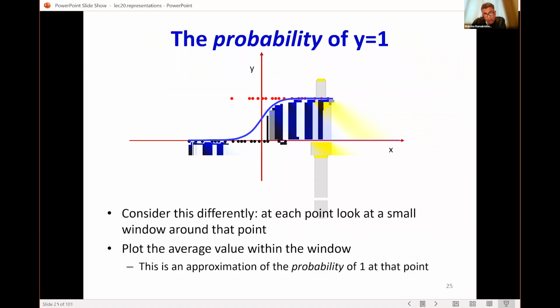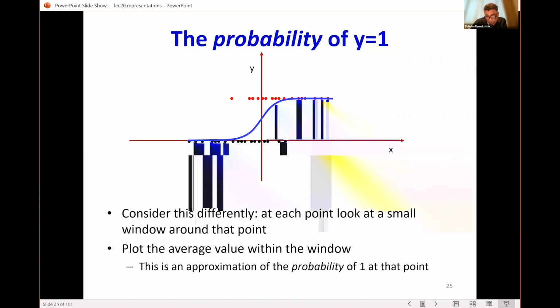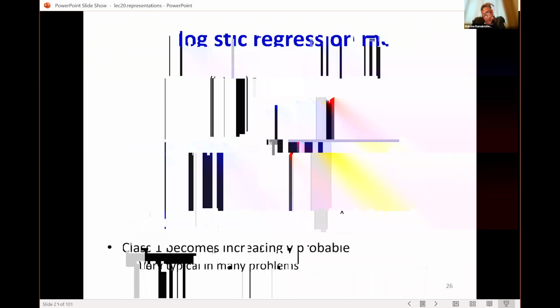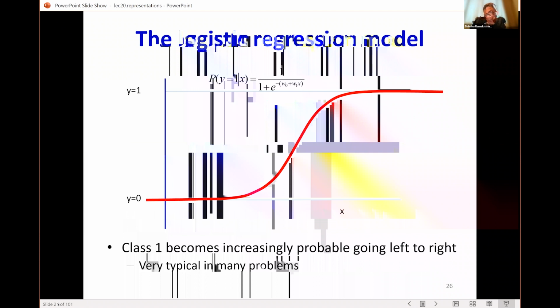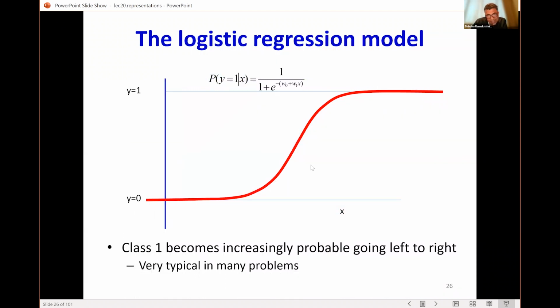Now, what does this function look like? We've seen this also in the previous class. This looks like a sigmoid, right? So if you have an x, then the sigmoid has the function value 1 over 1 plus e raised to minus (w0 plus w1x). And this sigmoid actually represents an estimate of the a posteriori probability of class 1 given the input x.